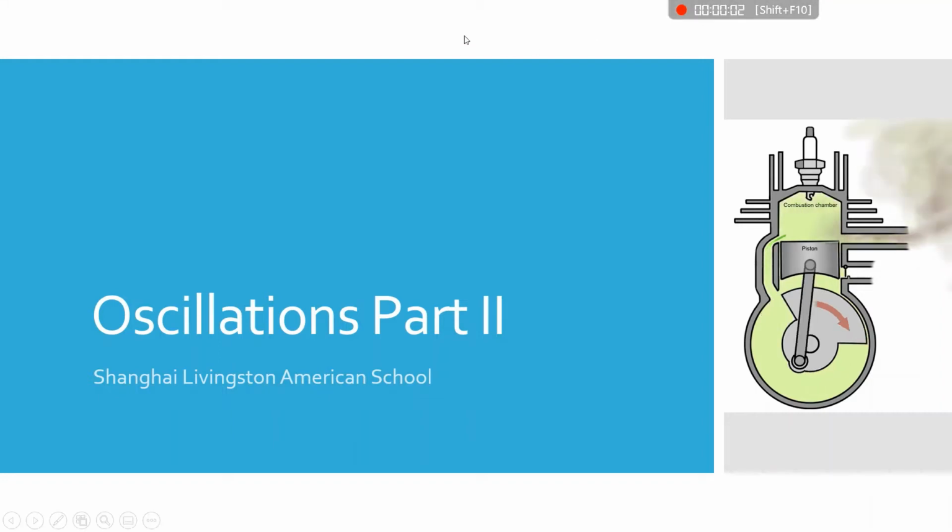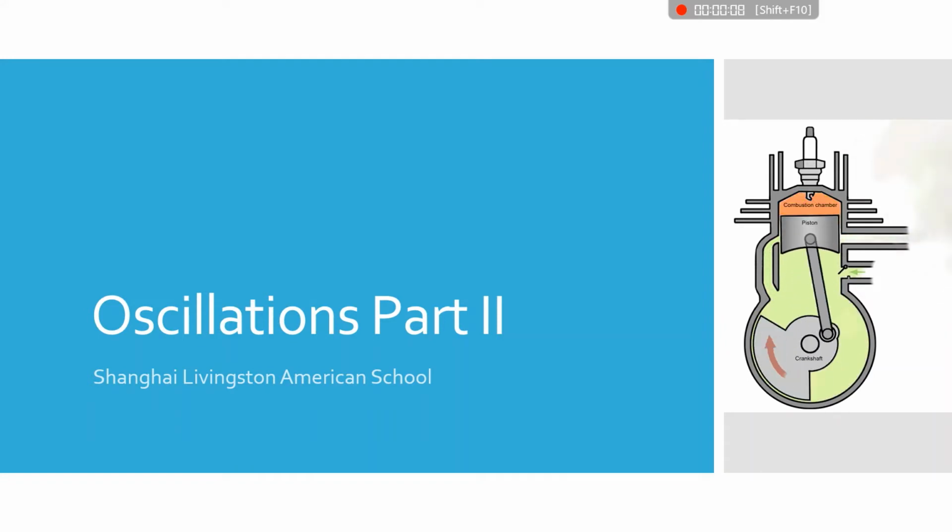Alright, good morning. So we're going to keep going with our oscillation stuff today. I've got three problems that combine oscillations with different stuff that we've learned throughout the year. So conservation of momentum, friction on two blocks, and then instead of one spring, what happens if we've got two springs? So it should be a little bit more interesting than last time.